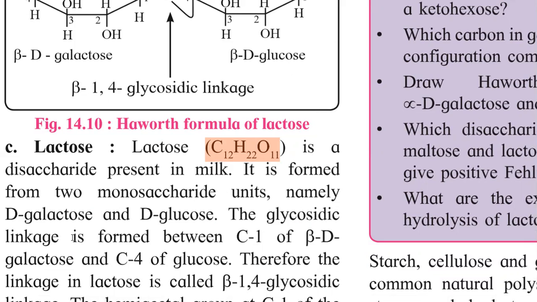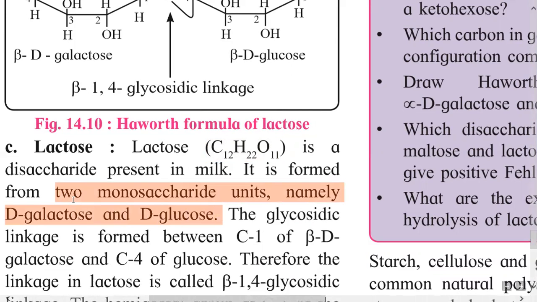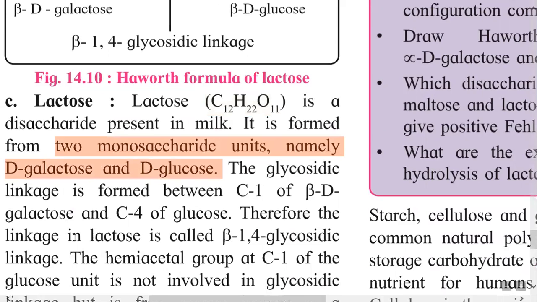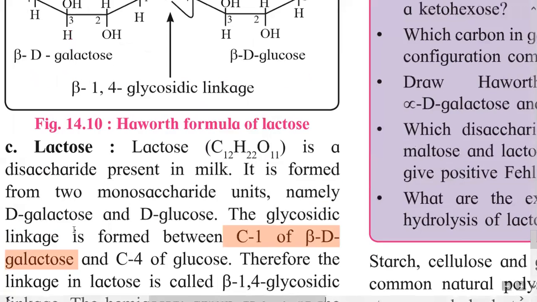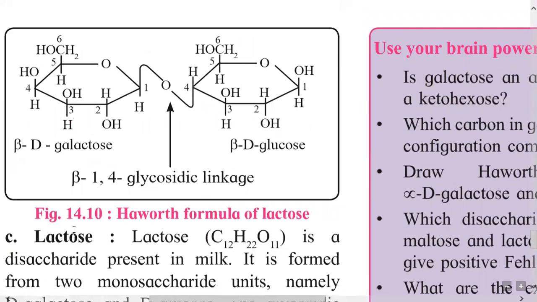It is present in the milk and it is formed from two monosaccharide units. These two monosaccharide units are D-galactose and D-glucose. The glycosidic linkage is formed between C1 carbon of beta D-galactose and C4 carbon of glucose. Now we will study how this linkage is formed.